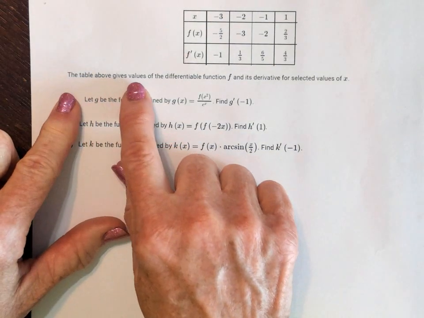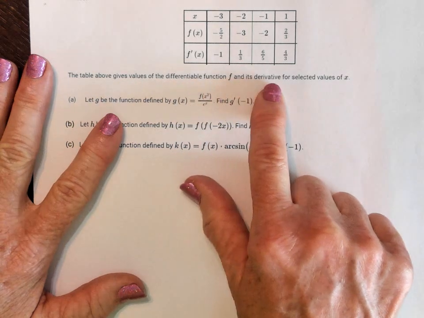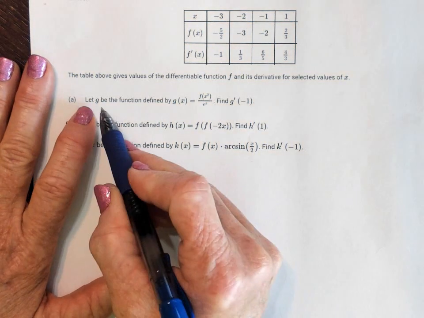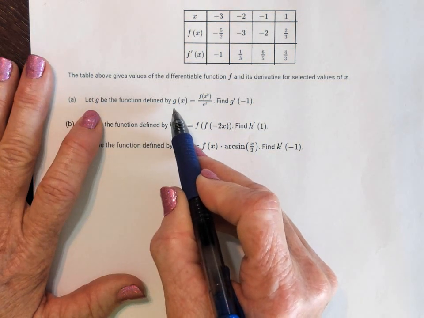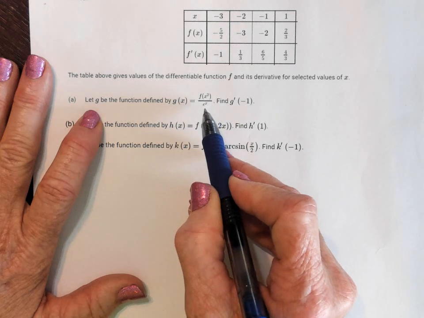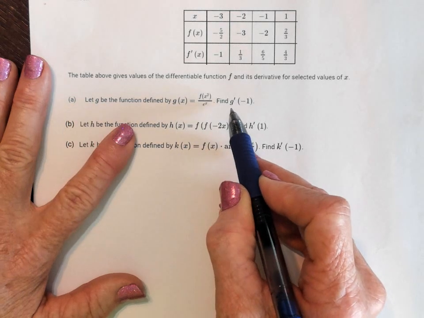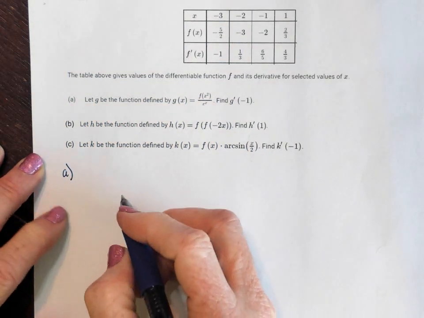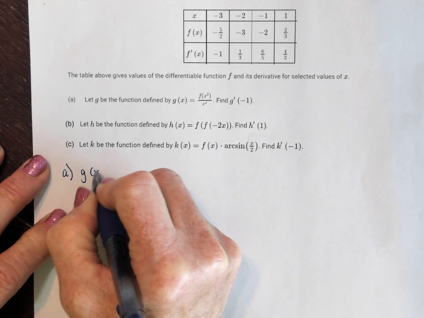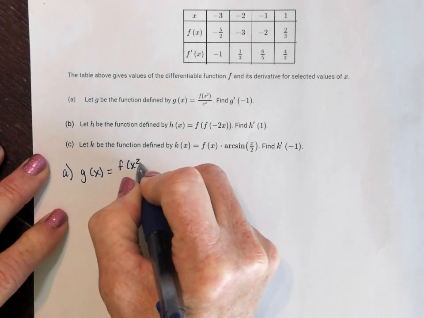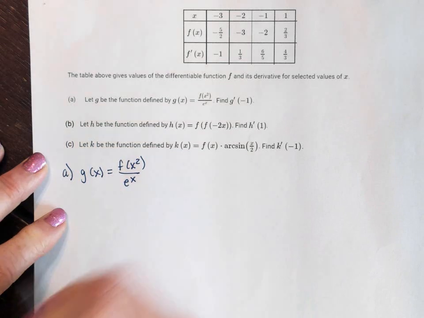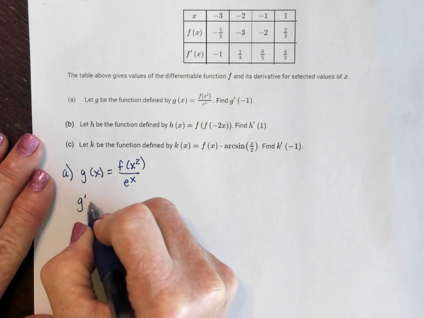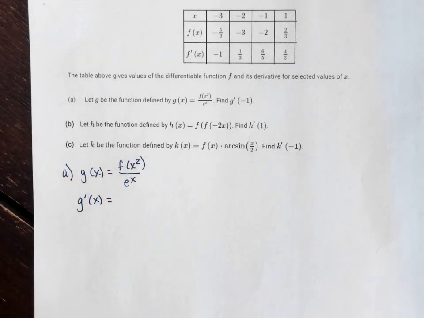The table above gives values of the differentiable function f and its derivative for selected values of x. For part A, g is the function defined by g of x equals f of x squared over e to the x, and we want to find g prime of -1. So the first thing we'll need to do is find g prime of x.